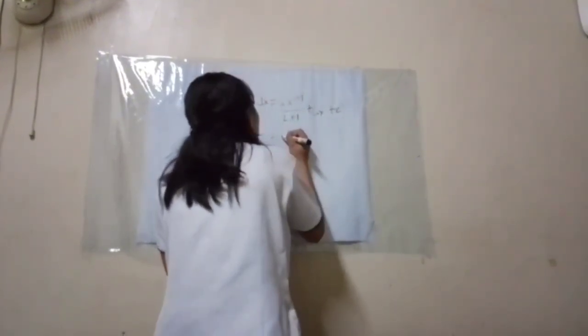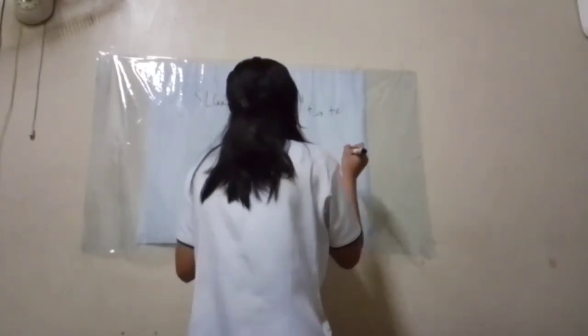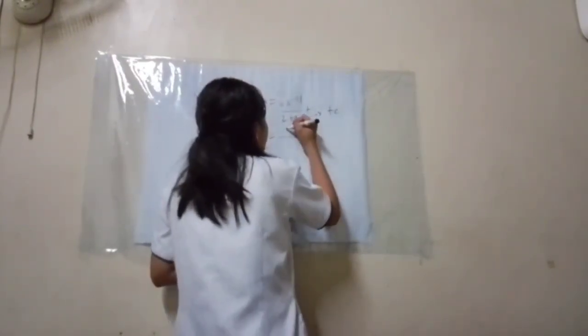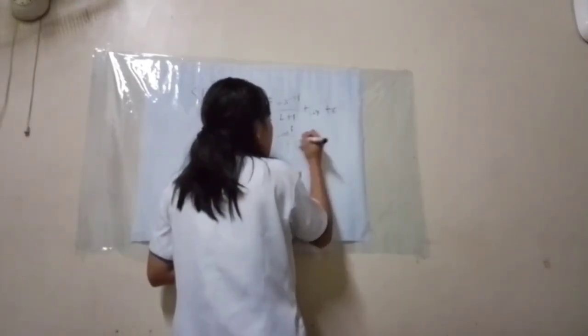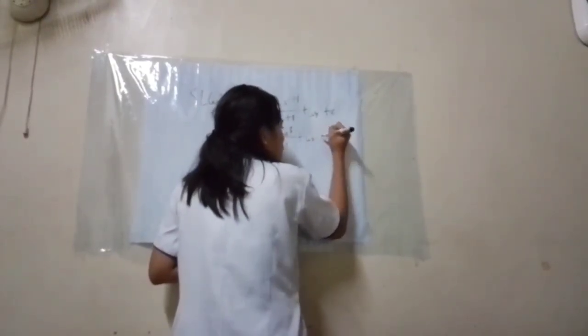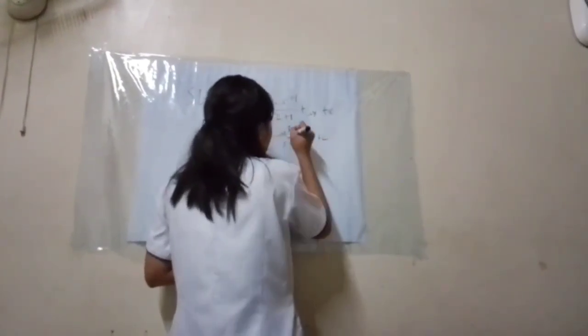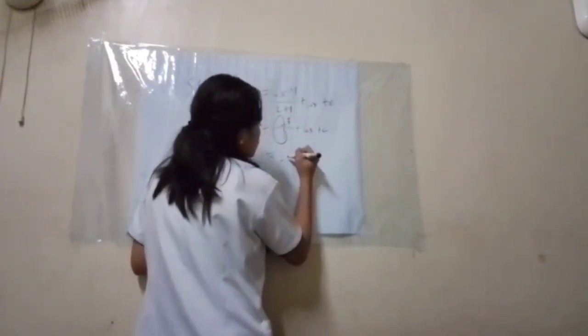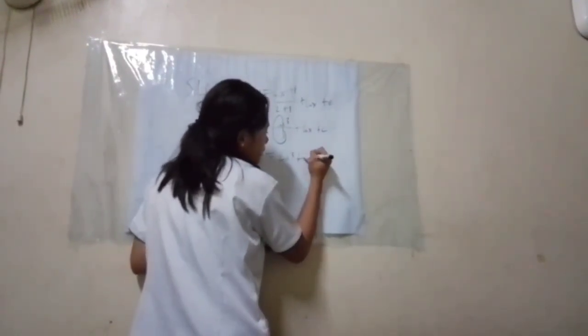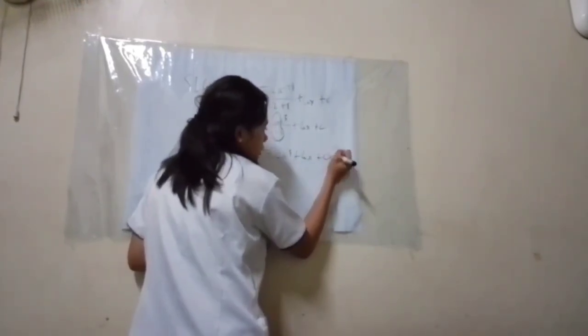Then the next thing we're going to do is we're just going to add them. 6x squared plus 1 would be 6x cubed, then 2 plus 1 would be 3, plus 6x plus c. Then I'm just going to divide 6 over 3, then it would be 2x cubed plus 6x plus c.